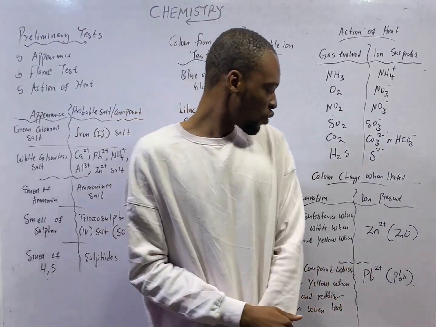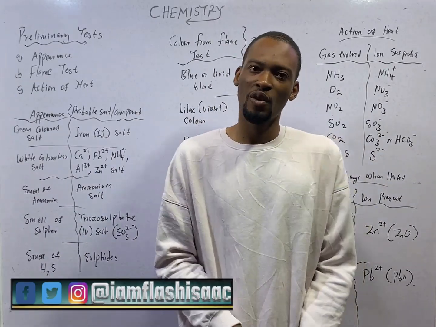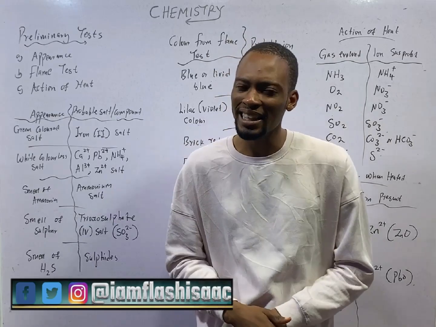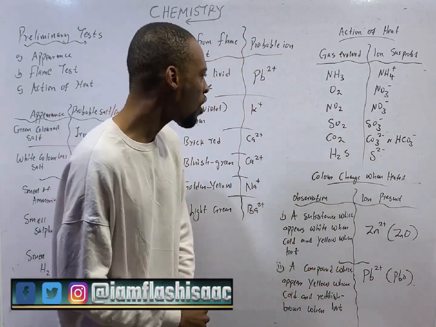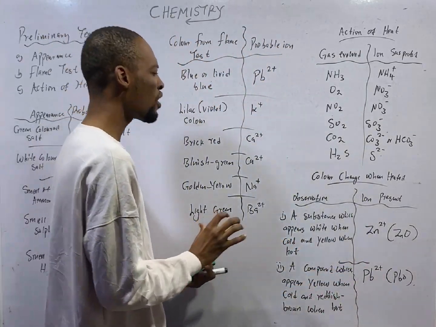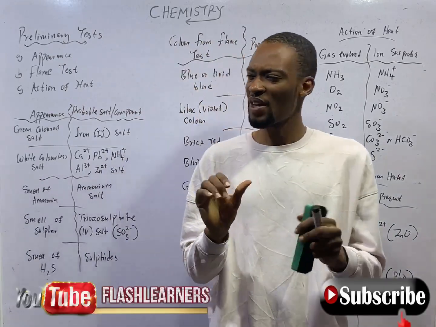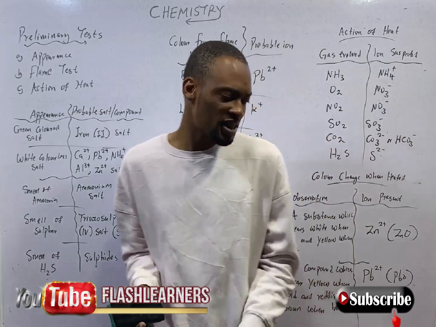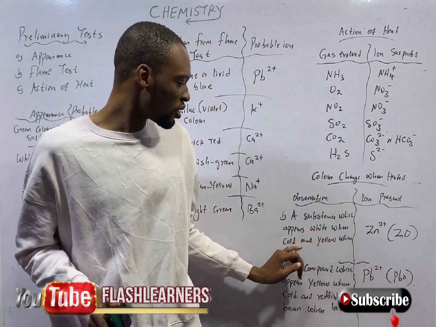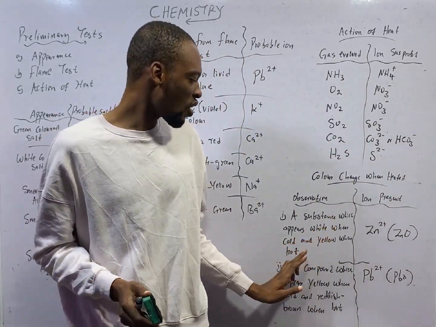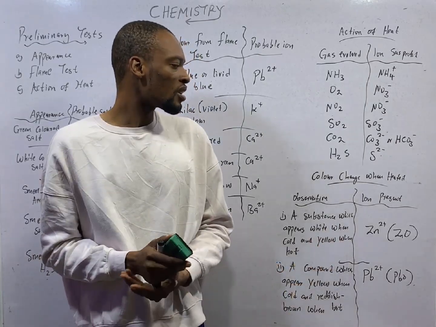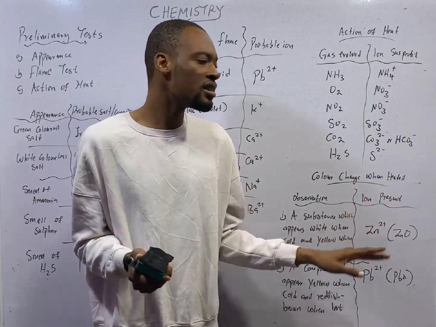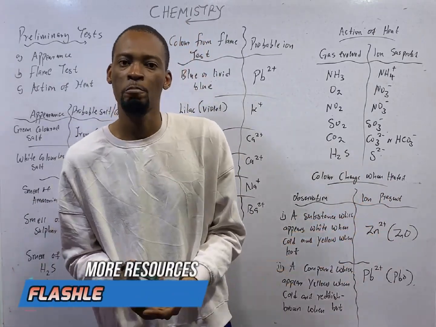A substance which appears white when cold and yellow when hot is likely to be what? What do you say? When you hear things like this, they are under preliminary tests. A substance which when cold appears white and when hot appears yellow: the ion present is zinc ion, or the compound is zinc oxide.